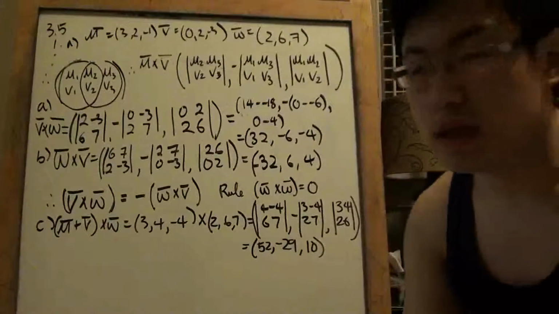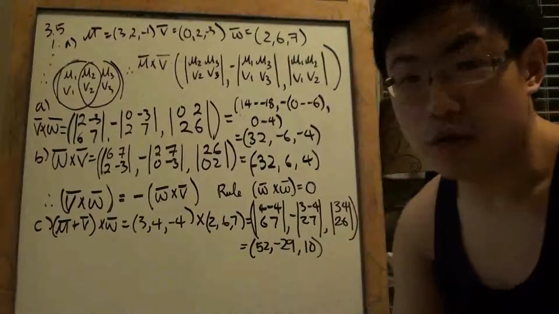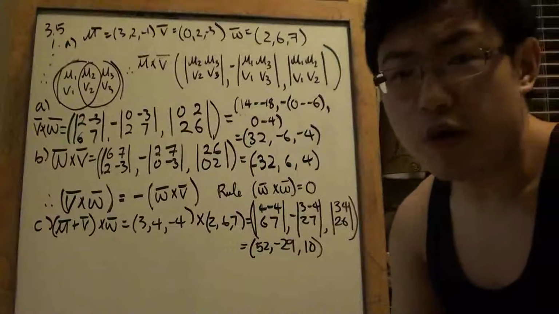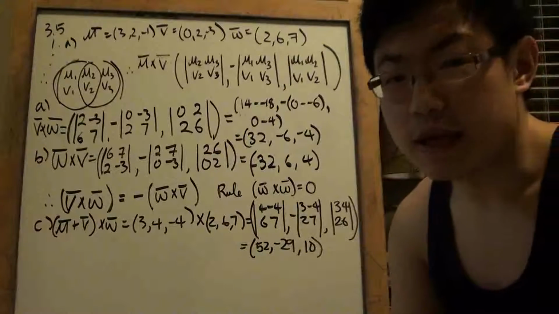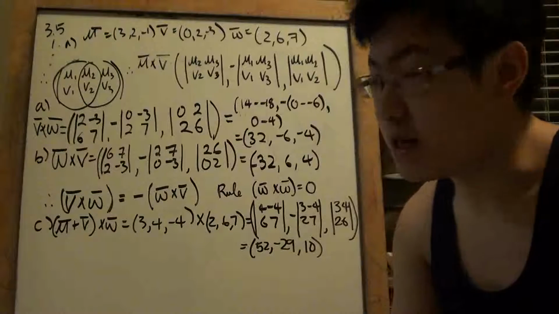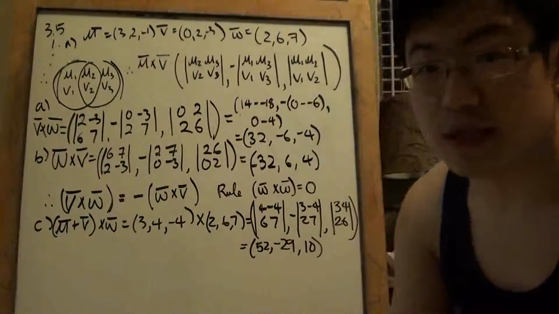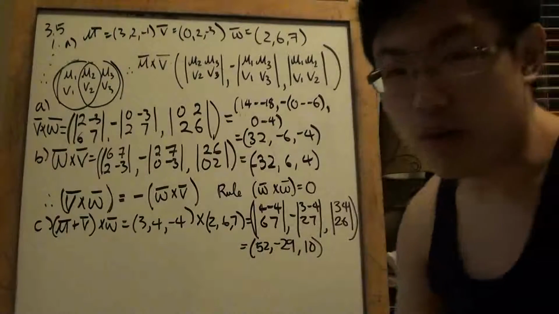Alright, so this is section 3.5. We'll start right away. This is called cross multiplication. Remember when we were learning dot product? It's going to be sort of like that, but slightly different because how they multiply the matrix entries is a little different. So let's see how we play this one out.